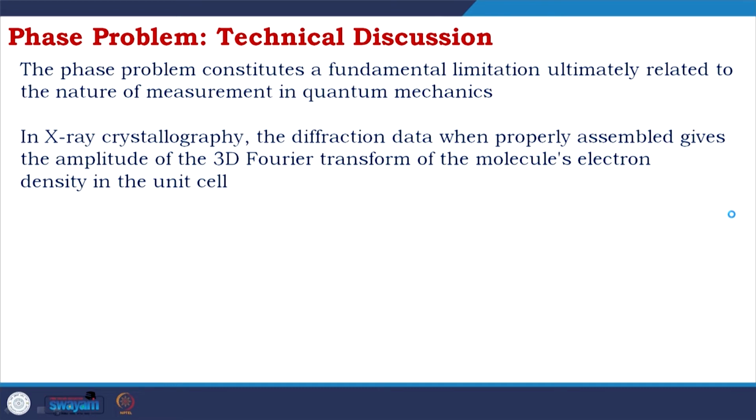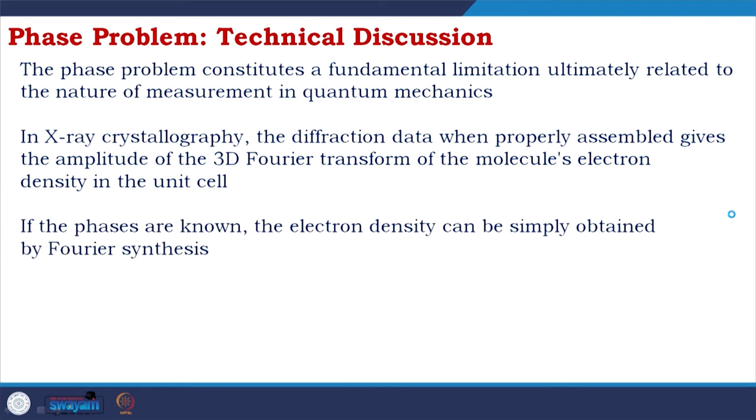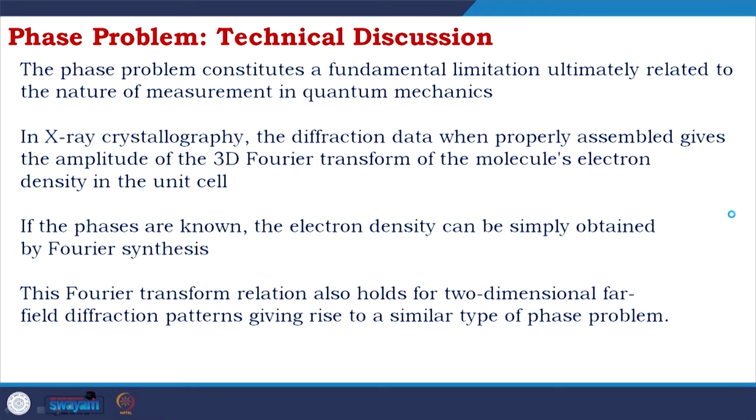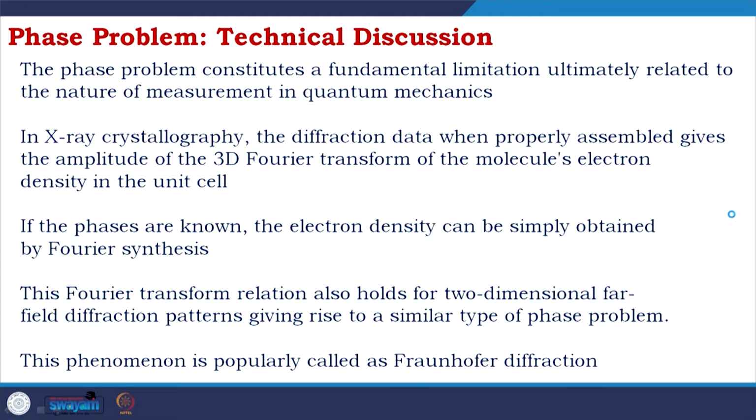In X-ray crystallography, which is our topic, the diffraction data, when properly assembled, gives the amplitude of the 3D Fourier transform of the molecule's electron density in the unit cell. If the phases are known, the electron density can be simply obtained by Fourier synthesis. This Fourier transform relation also holds for two-dimensional far field diffraction patterns, giving rise to a similar type of phase problem. This two-dimensional phenomenon is popularly called Fraunhofer diffraction.